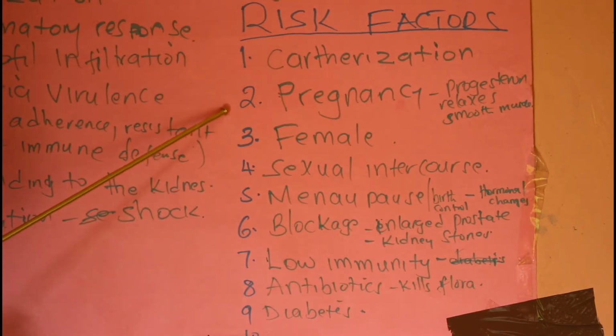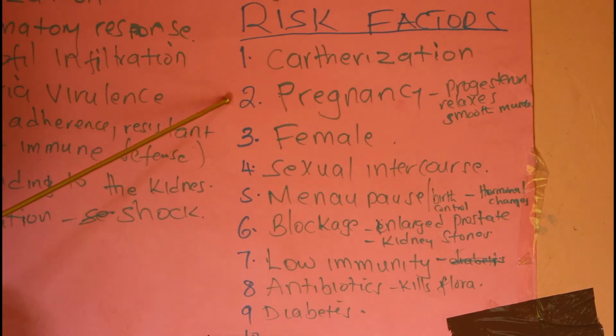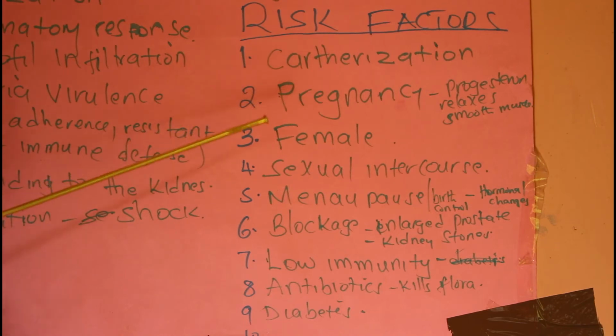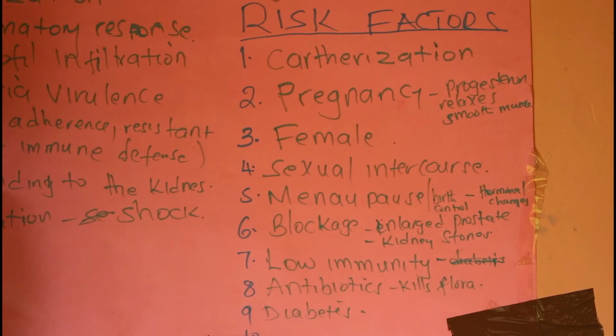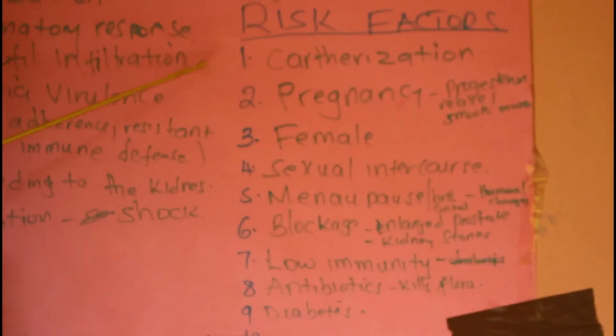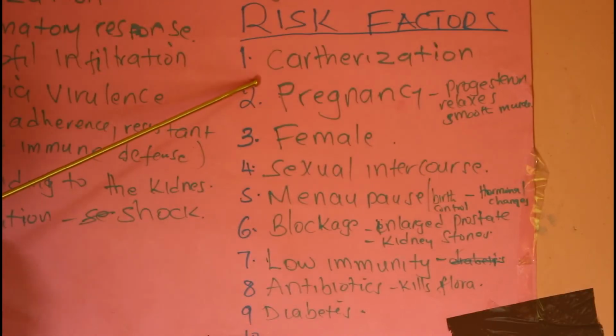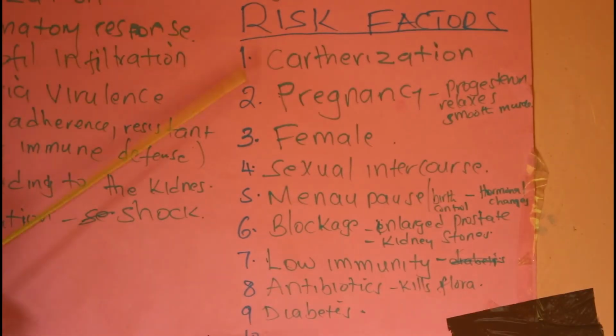Second factor here is pregnancy. Pregnant women are at high risk of contracting UTI. One of the main reasons is because of the low immunity they have. Another one is because of the hormone progesterone, which relaxes the smooth muscles of the bladder that can enhance retention of urine, or urine stasis. So when you have urine stasis, you promote colonization by the microorganisms.